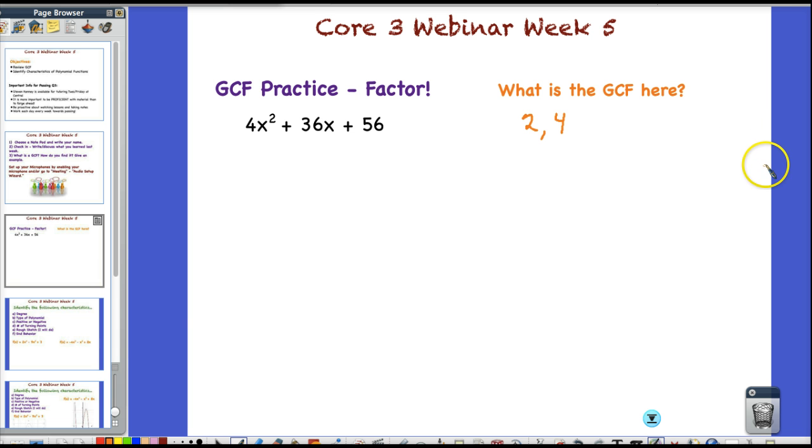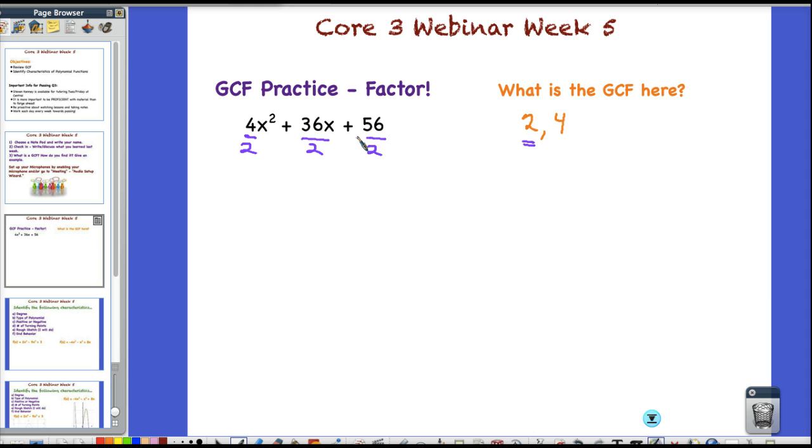Okay, so this is really good we're doing this, because this is the problem. Both 2 and 4 are factors, right? You can take 4 and divide it by 2. You can take 36 and divide it by 2, and you can take 56 and divide it by 2. So we know that 2 is in fact a factor. But is it the greatest factor? What do you guys think? Is it the biggest number that can go into 4, 36, and 56? Emma said no, 4 is.